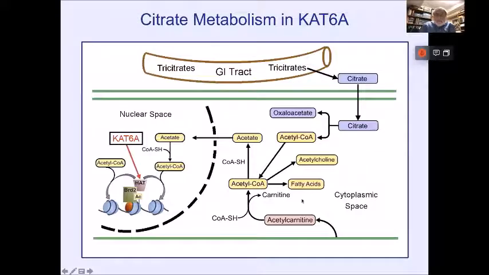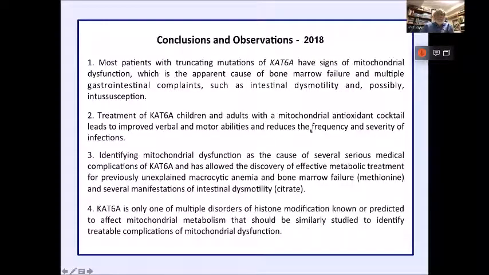I think I can skip this because I've gone over most of these points before. So this is just where we were in 2018 when we pulled together our first set of data on 26 children with CAT6A. And what we established was that in addition to the low citrate, which we now understand is probably a major cause of the GI problems, by boosting the citrate, as I explained, we can make the gut work better.